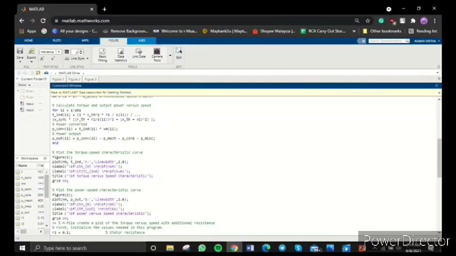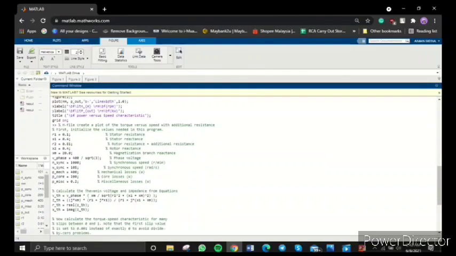Okay, these two parts are actually just for displaying the graph. Figure 1 is torque versus speed, and figure 2 is power versus speed. So this is the x-axis, the speed in rpm, the y-axis, the torque induced. For this one, the y-axis is power out. This is the color code, the line width, the title, and the label.